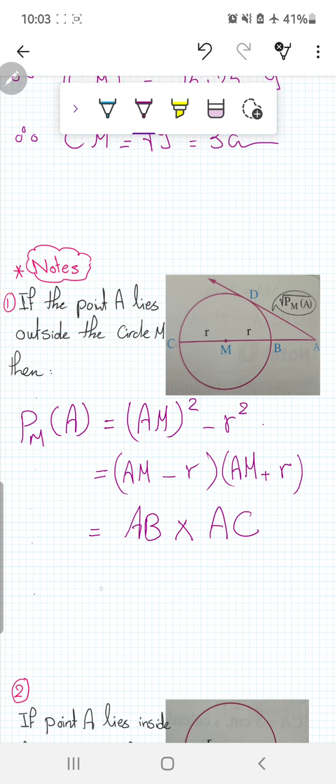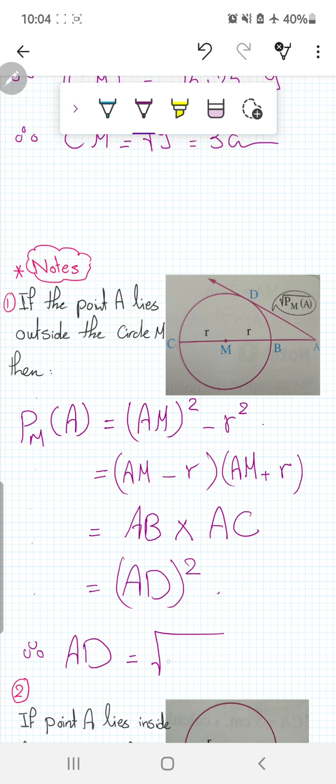We studied before that AB times AC equals the tangent squared. So here we have AB times AC equals AD squared. So the length of the tangent AD equals the square root of the power of point A.